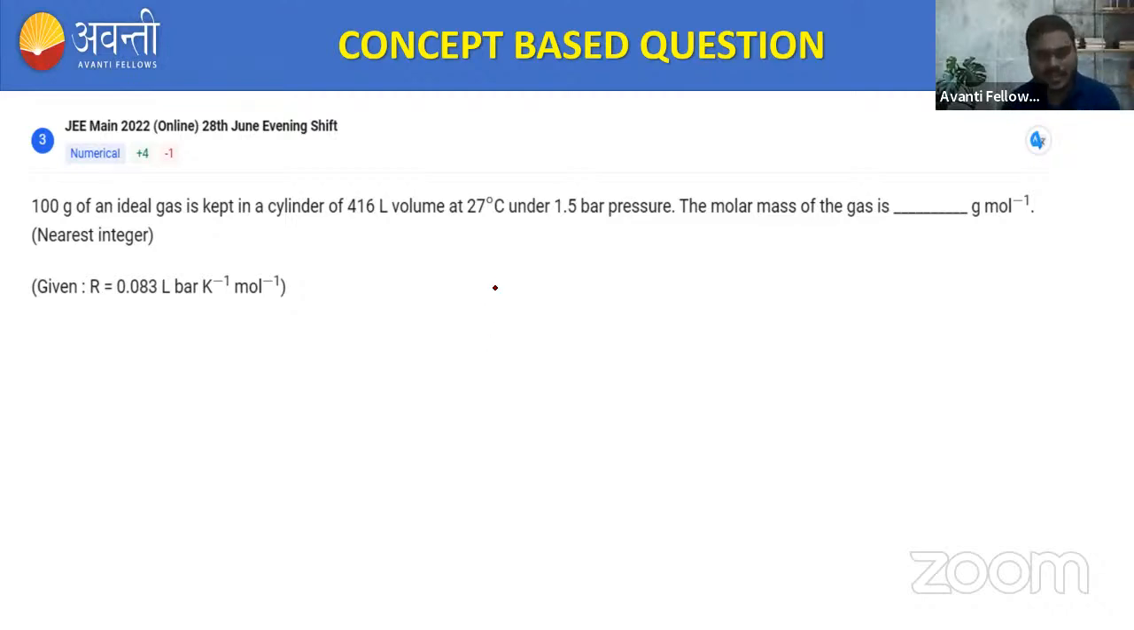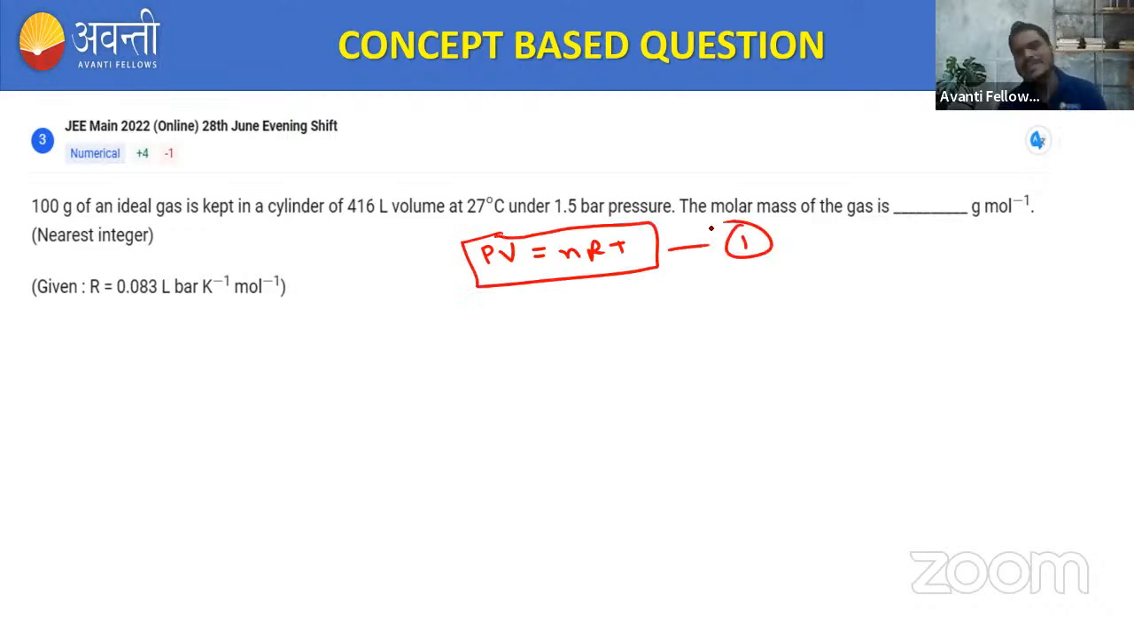Very simple formula they are using in this. Let me give you a little hint: PV is equal to nRT they are using. By using this formula, I'll give you 1 minute for this question till I take some water. So within 1 minute, everyone calculate the molar mass of this gas and tell me in the chat box quickly. The same formula will be used, that is PV is equal to nRT. Quickly. All need to calculate this value.